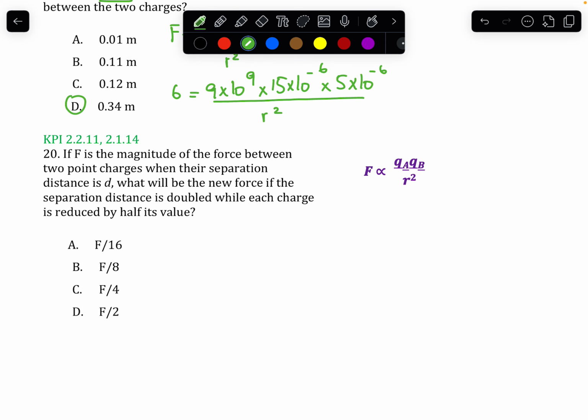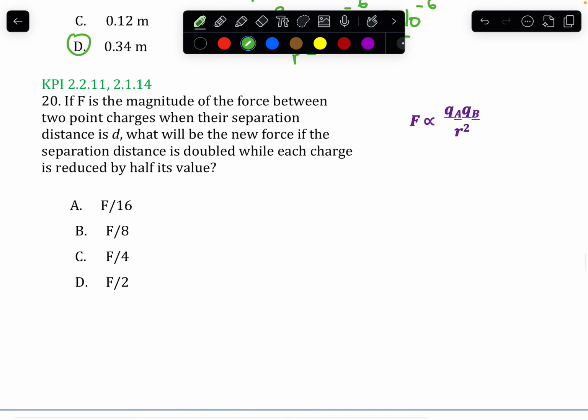It will be 0.34 meters. Question 20. If F is the magnitude of the force between 2 point charges when their separation is d, what will be the new force if the separation distance is doubled, while each charge is reduced by half of its value?